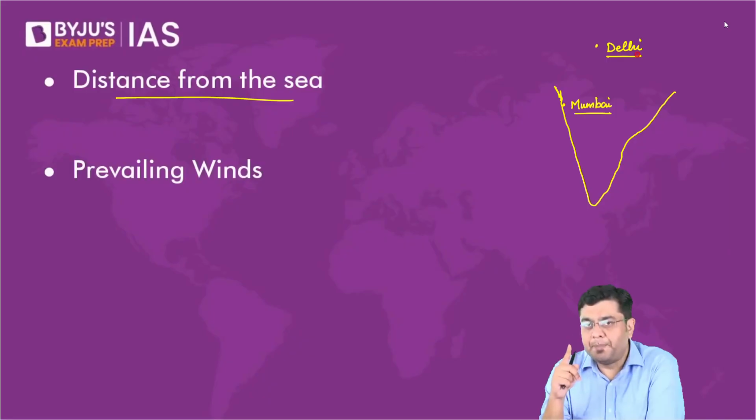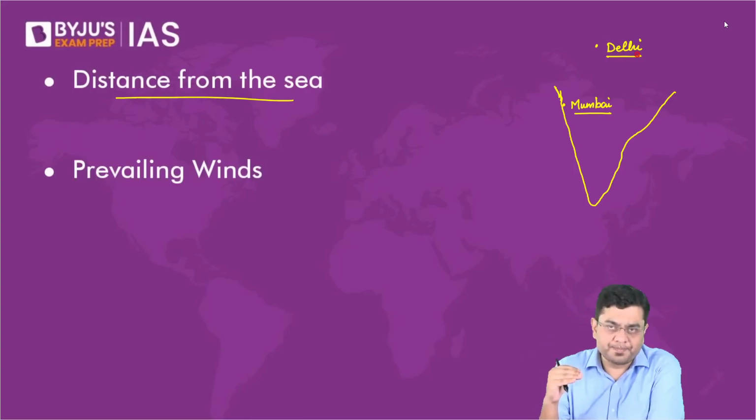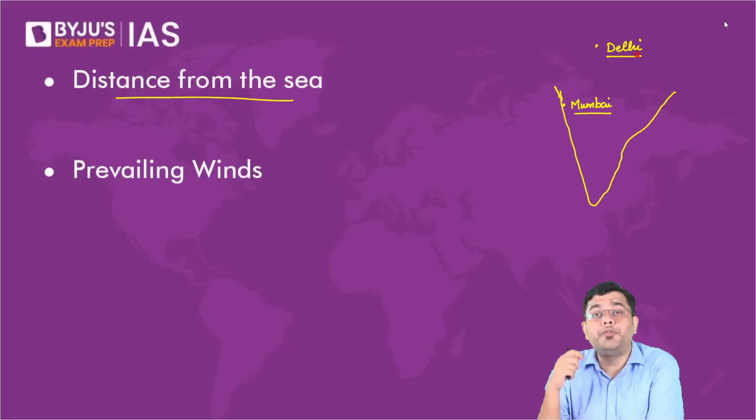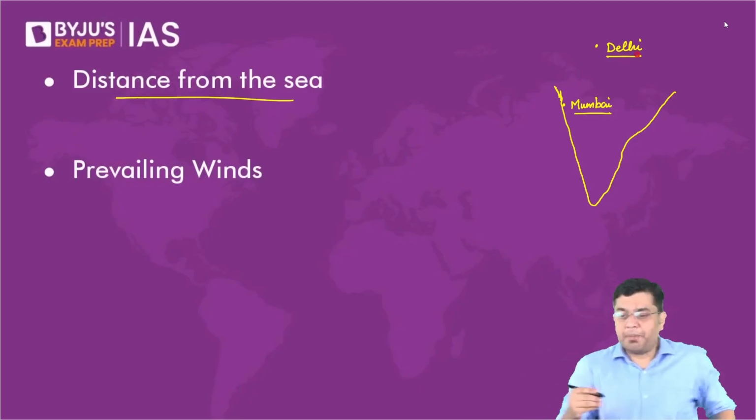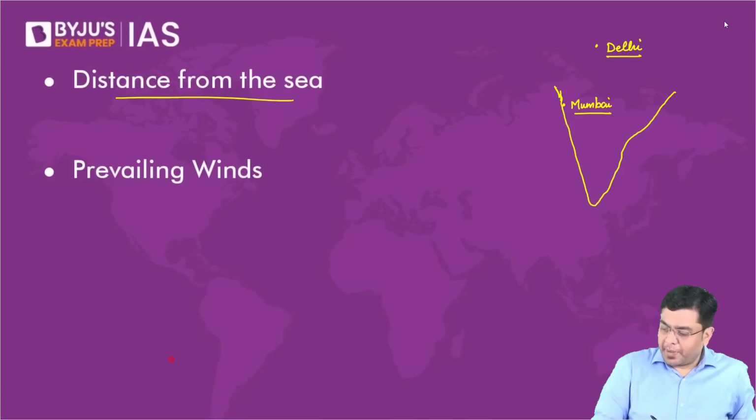So always understand that the regions which are closer to the sea or which are basically present on the coastline will always have a moderate and consistent temperature, whereas the inland areas will always experience extremity of temperature. Okay, I will repeat this. The regions closer to the sea or on the coastline will always experience a moderate as well as a consistent temperature throughout the year, whereas the inland areas will experience extremity of temperature. Why? Let us talk about that.